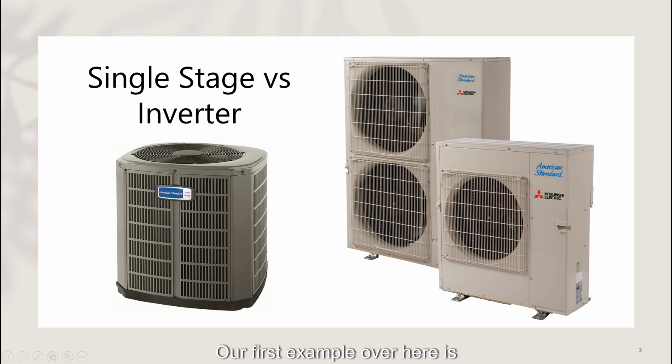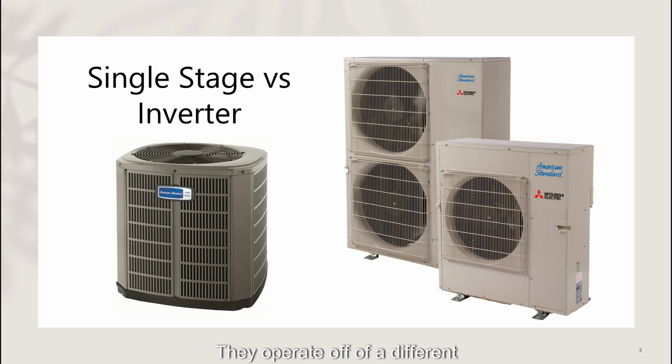Our first example over here is a single stage air conditioning system. Everybody in the class should be very familiar with this. You've probably worked on some form or other of this type of equipment in the labs, right? And we all know that this equipment turns on, gives us cooling, and it shuts off. Something that we've brought into the lab recently is the Mitsubishi systems. Some of you may be familiar with these, some of you may not.